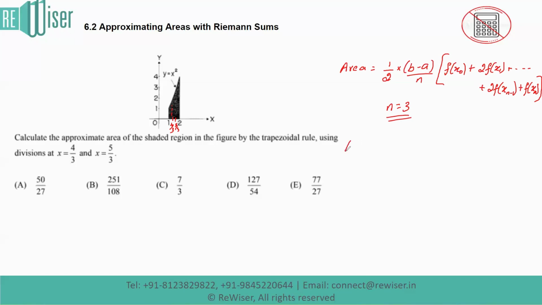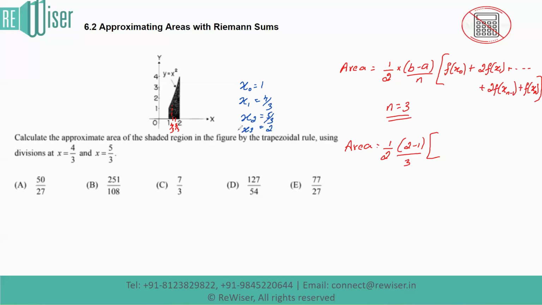So in that case, the area would go something like 1 by 2 times (2 minus 1) over 3 into, here we have 4 different values. We have x naught, the first point, as 1. We have x1, the first subinterval, as 4 by 3. Then we have x2 as 5 by 3. And finally, we have x3 as 2. So in that case, f of x naught.